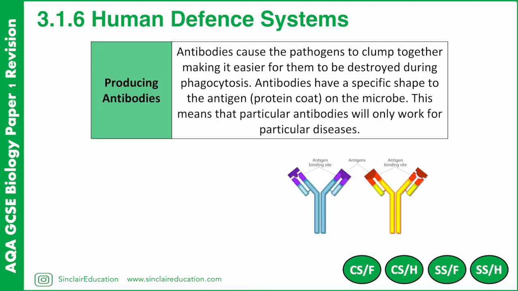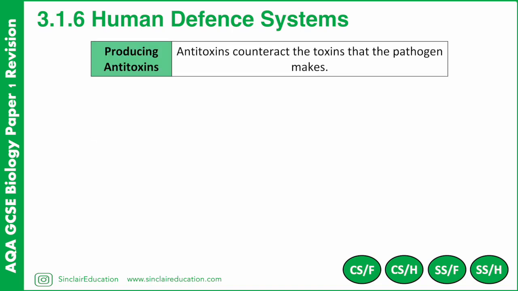Producing antibodies is a way of actually supporting phagocytosis in a way. What we'll have is antibodies are produced and they will bind onto the antigen, causing the microbe to be demobilized, so it will stop moving and it will clump together. And then hopefully a white blood cell will come around and carry out phagocytosis, engulfing those demobilized microbes up. Now, antibodies will only work against specific antigens. So it does mean that one antibody will only work for particular diseases.